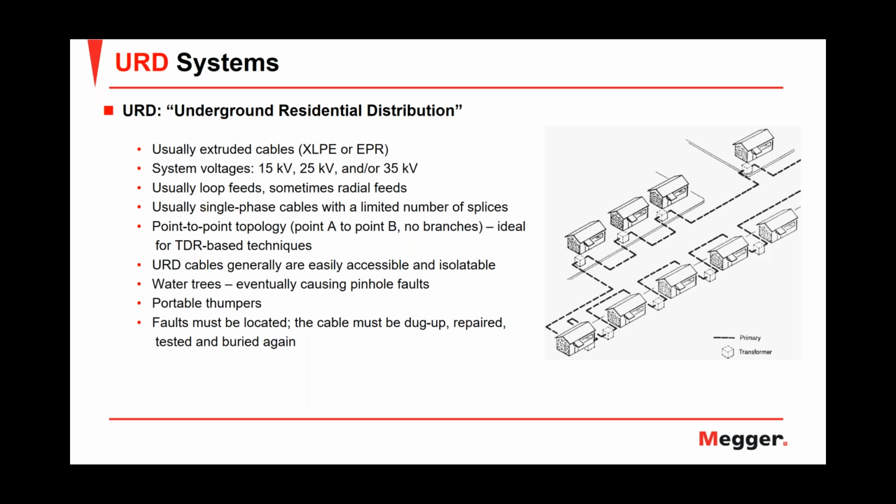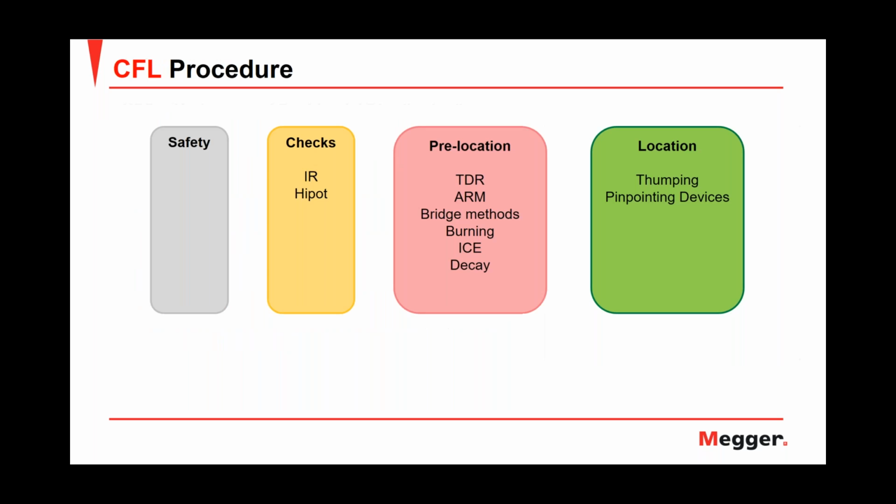Normally, we have a point-to-point topology. The cable goes from point A to point B. We don't have branches, which is very good for the TDR. So it's ideal for TDR-based techniques such as the ARC reflection method. And in this case of systems, we can use portable thumpers. So for this reason, it's very nice to have the ARC reflection method for these URD systems.